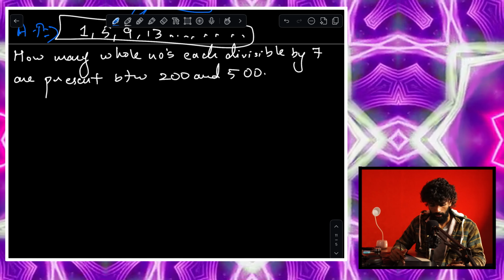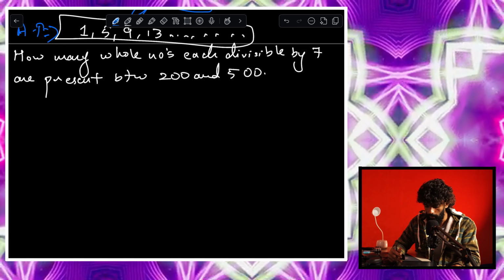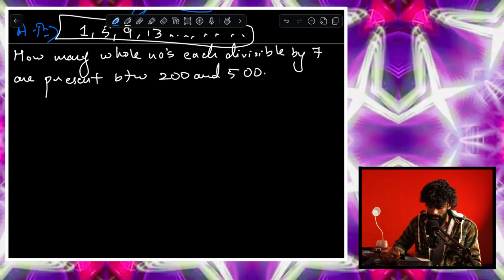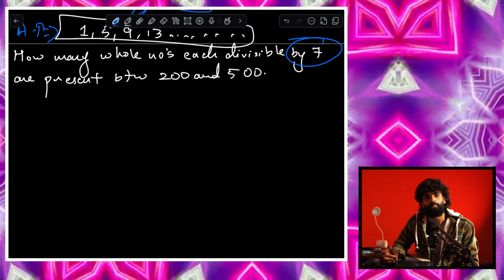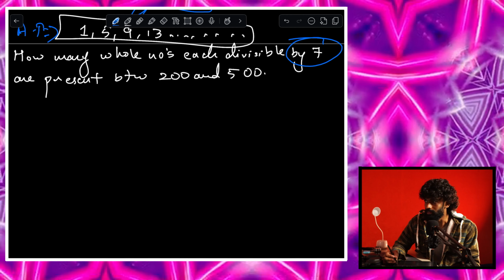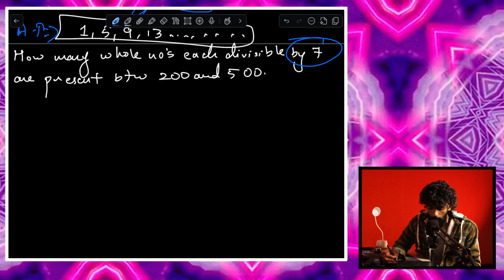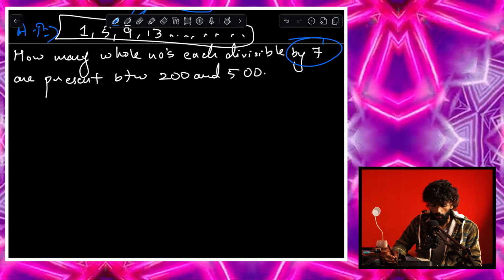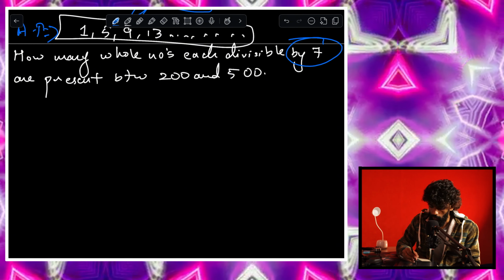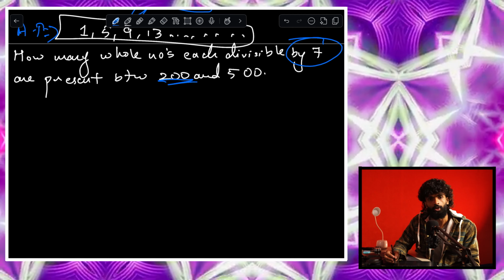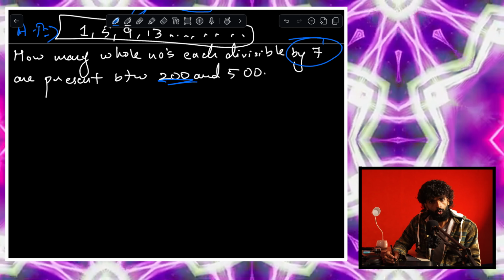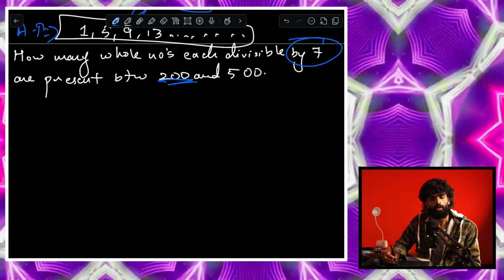Yeah, one more question. It's a nice question. How many whole numbers each divisible by 7? Each divisible by 7 meaning the common difference is 7. That's what they mean. You've got to understand that small part there. Given to us: are present between 200 and 500. What's the common mistake people will make? Just because it says 200 here, blindly they'll copy the 200. No. Think, is 200 divisible by 7? Obviously no.